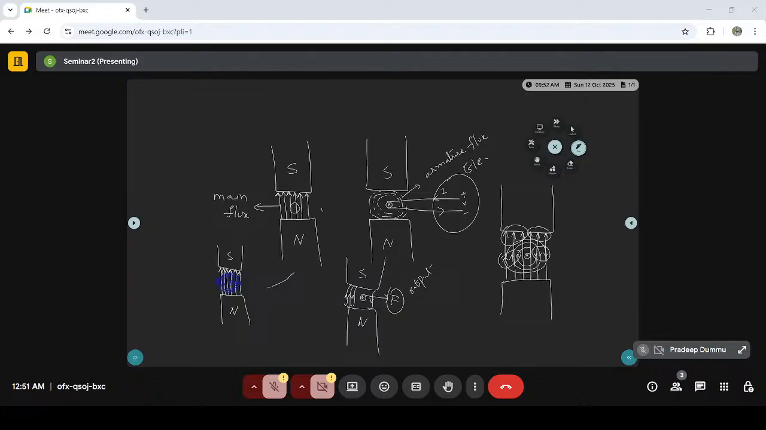Finally, we have rotated the conductor or armature. But in the armature, we have a number of conductors, and each conductor will get force. F1, F2, F3. If you add all of these, we get more force. We have taken only a single conductor, but in the armature, we have a number of conductors. We add all those, we get more force. So this is called the working principle of a DC motor.